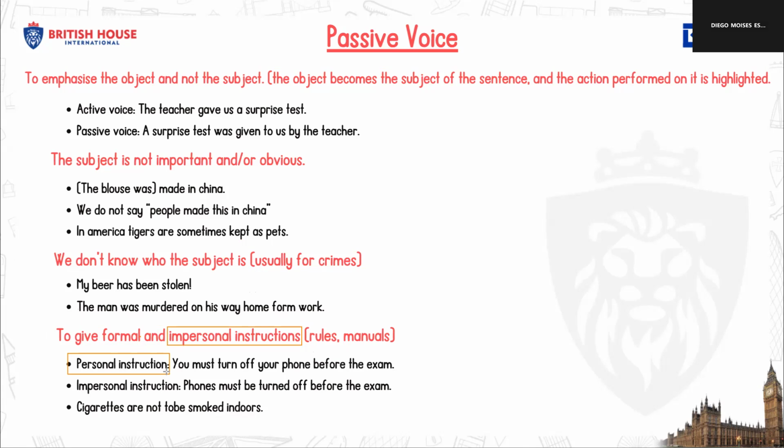I don't know, Camila. Camila, you must turn off your phone before the exam. So I'm talking to Camila, right? But what happens in impersonal? In impersonal instructions, for example, I'm talking to a group. Phones must be turned off before the exam. I'm talking to the group. I'm talking to everyone, not just Camila, not just Natalie, not just Mari Carmen. Okay, I'm talking to everyone in the class.